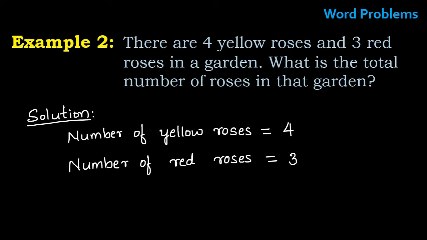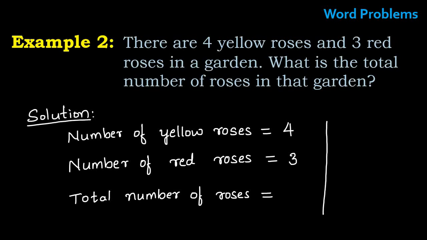Now the total number of roses in the garden. Total number of roses, we have to find this. To find, we will add 4 and 3. 4 plus 3.